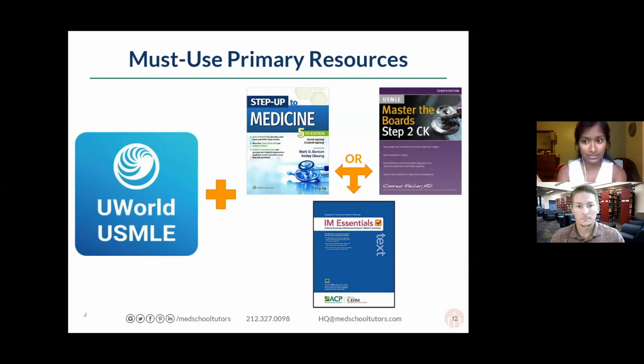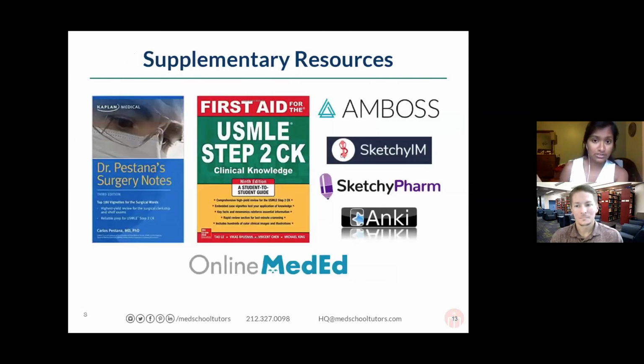And one person has mentioned in the chat, as you have correctly noticed, First Aid for Step 2 is really not as great of a resource as it was for Step 1. Some people still love it. Some people still really like to use it as the foundational resource, but it's not really essential as a primary resource.